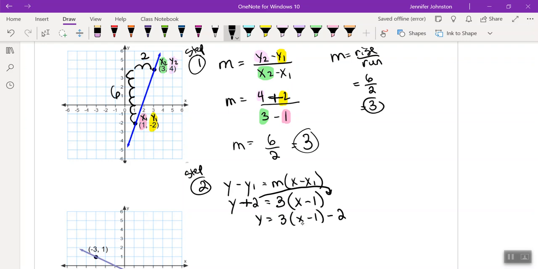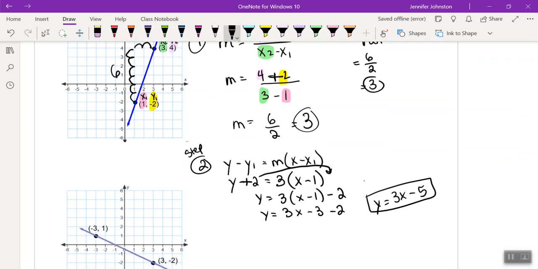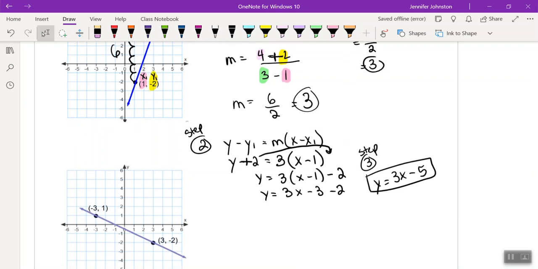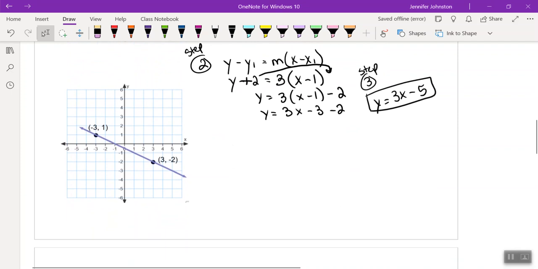And then we're going to expand it, get 3x minus 3 minus 2, which gives us y equals 3x minus 5. That's it. That would be our step 3, writing it in terms of our y equals mx plus b form. All right, you can press pause at any time. Let's go ahead and check out this question.